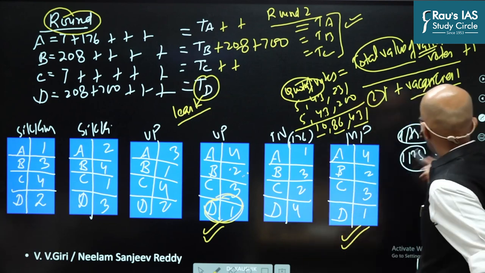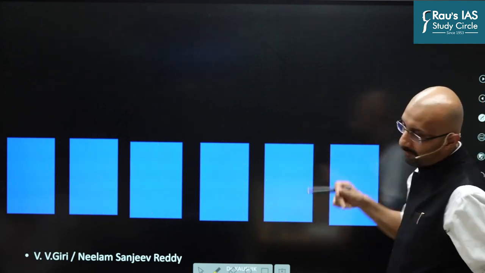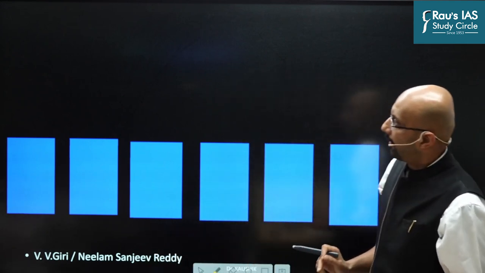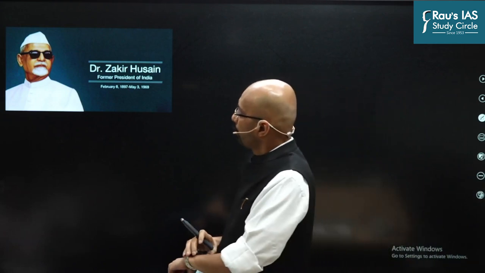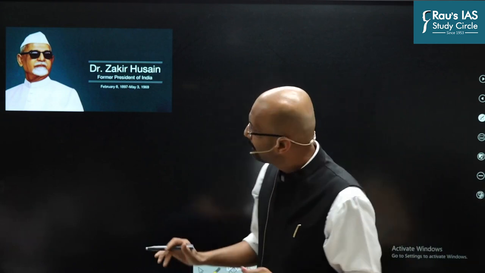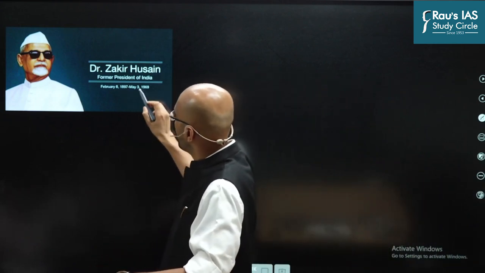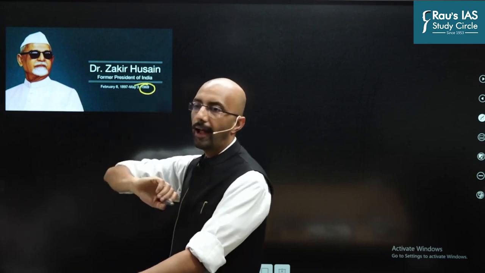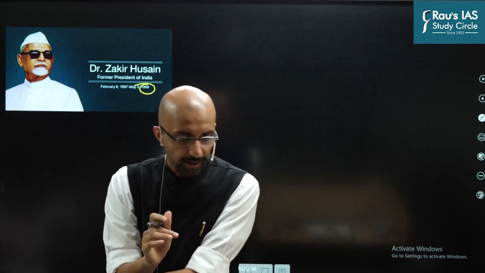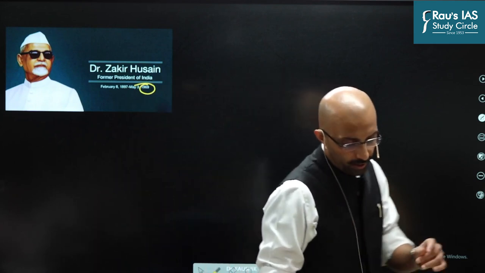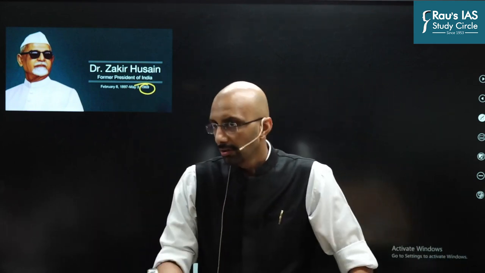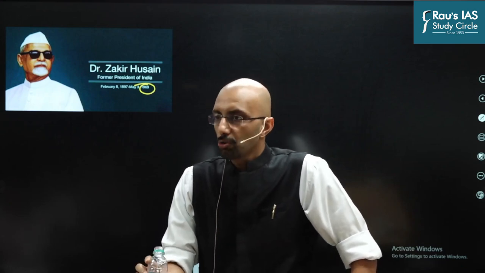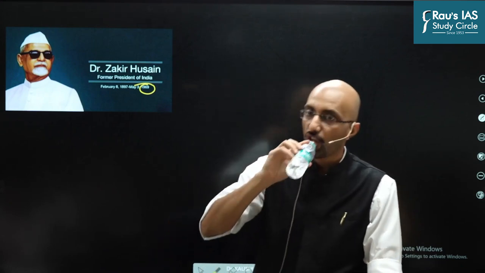Now this exercise, we required transfer of votes. Interestingly, in which year? So what happened? Dr. Zakir Hussain was president of India from 1967 to 1969. And he died suddenly in office. And what did we say? Article 62 says what? In case of death, resignation, or impeachment, elections to be held within 6 months.